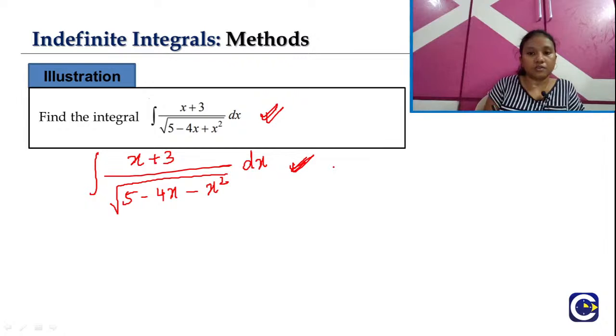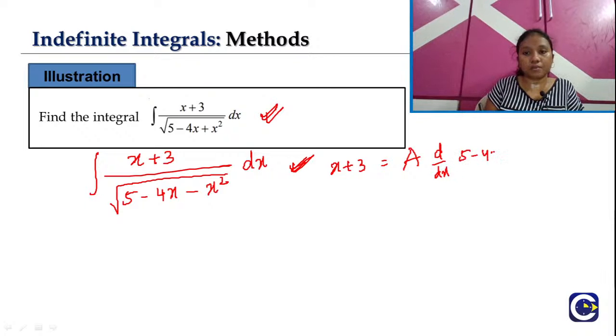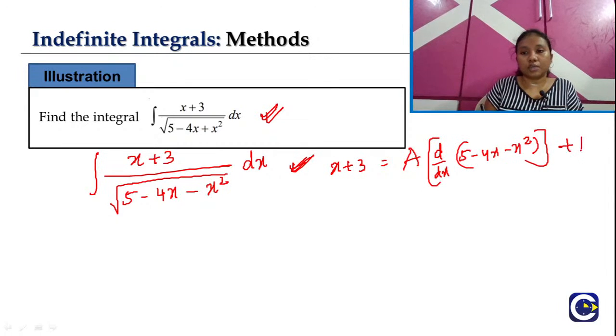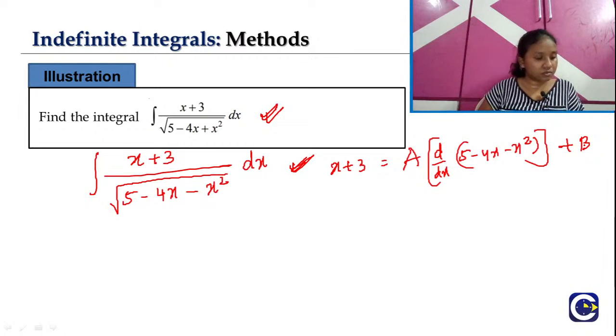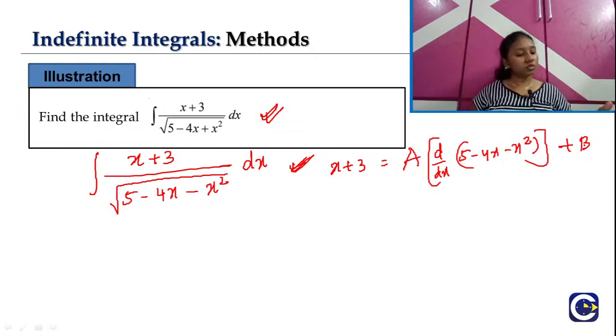Same thing, we write x plus 3 equal to capital A into the differentiation of our denominator expression, that is 5 minus 4x minus x square, plus constant B. We'll wait for two or three more so that I'm sure you have got the way of solving this question. If anyone has any doubts, you can let me know. Okay, Siddharth has given capital A and capital B values: minus 1 by 2 and 1. Okay, perfectly correct.